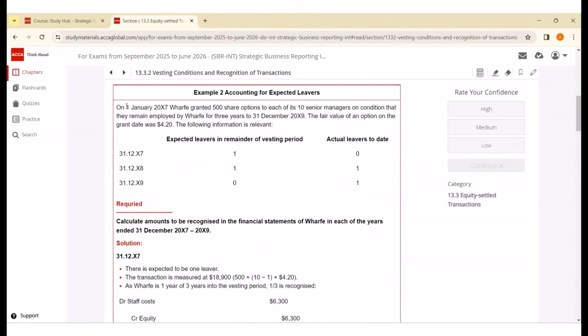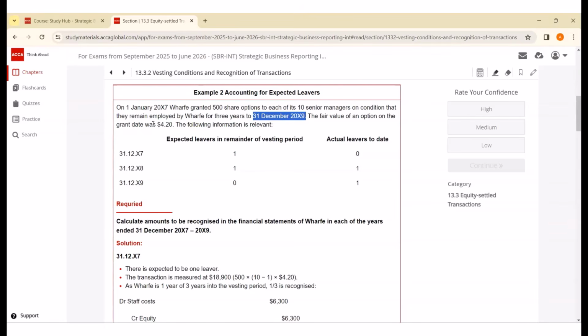Now, here we have a particular date on 1st January. A company has granted 500 share options. Please always note in the question very carefully what is the number of share options, as our working is going to be dependent on it. Then how many people are going to get these options? 10 senior managers. Whenever you have the word options, it means it is an equity settled transaction. Now, the condition is that they remain employed for the company for 3 years to 31st December 20X9.